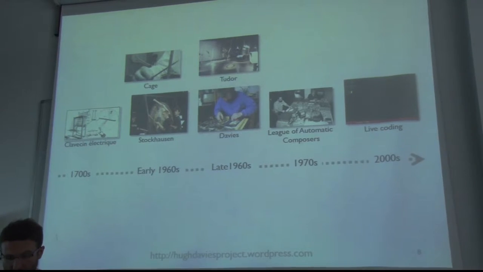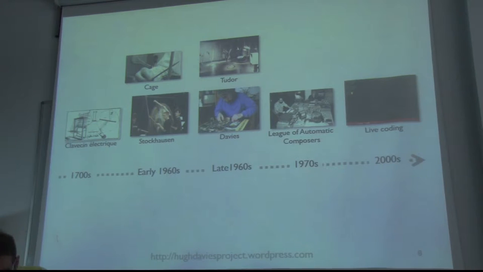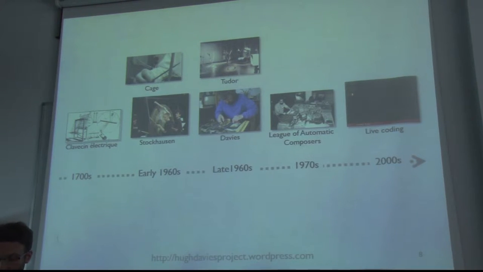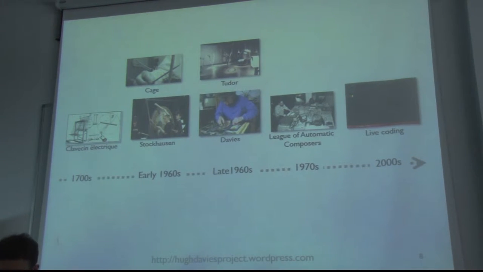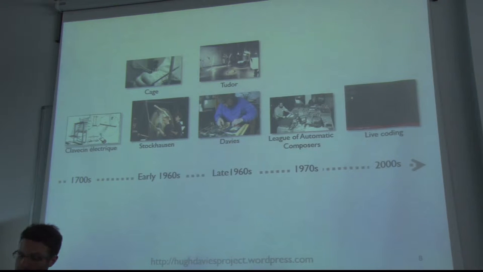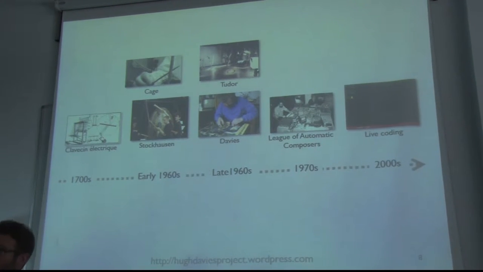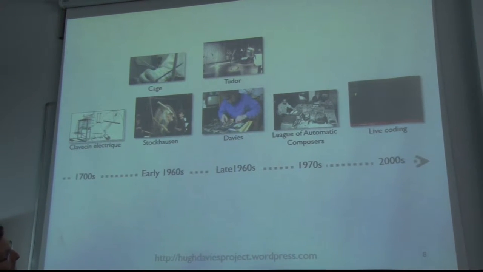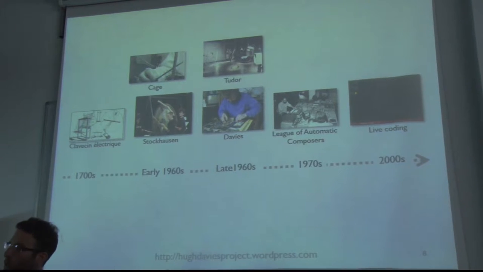Davis's work was influenced by Stockhausen and John Cage in particular. Through the very first attempt to use computers in a live performance context, beginning in the late 1960s and continuing throughout the 70s, and up to the live coding activities of the present day. So that's suggestion number one, is this kind of long context.